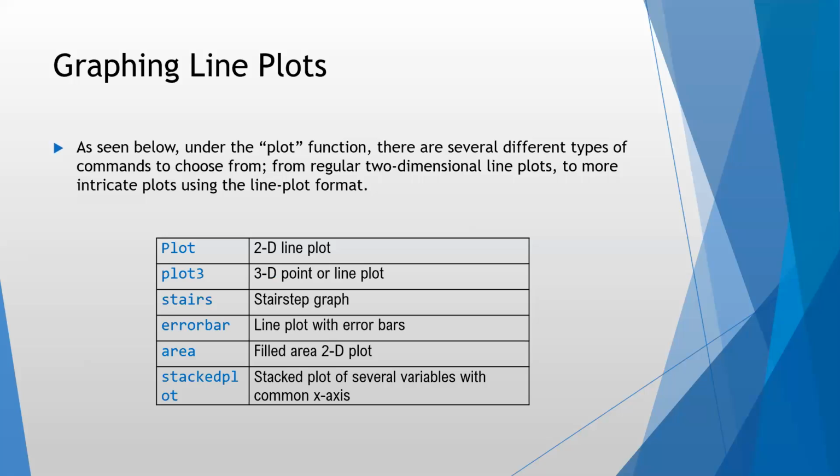Graphing line plots. As seen below under the plot function, there are several different types of plots to choose from, regular two-dimensional line plots to more intricate plots using the line plot format. On the left-hand side, those are your different types of commands. Now you'll see plot, plot3, stairs, error bar, area, and stacked plot. These are the different types of commands that allow you to do different types of things. So a regular plot will be a 2D line plot, plot3 is a 3D line plot, and so on and so forth.